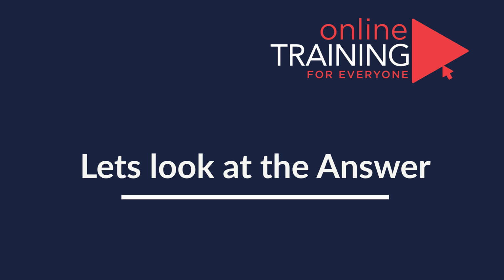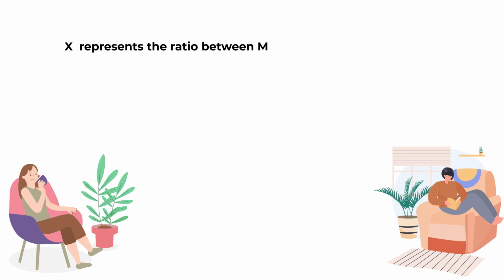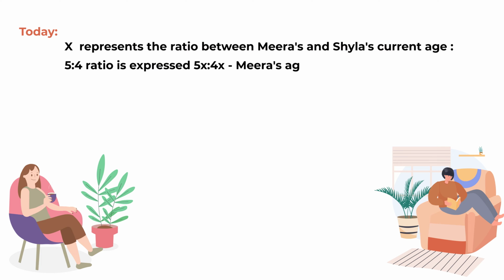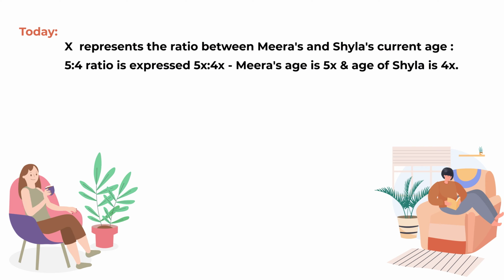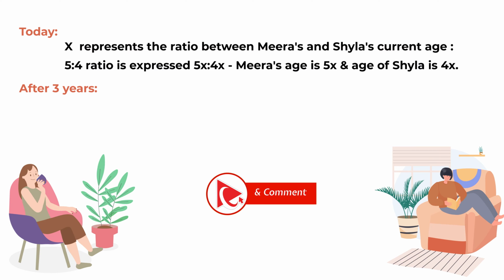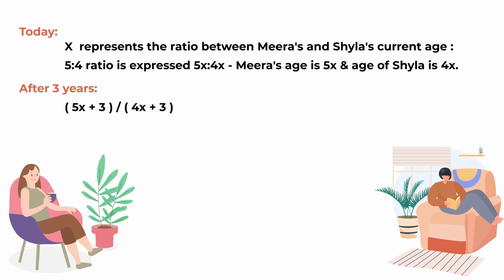To solve it, we need to define a variable x, which would be a ratio between Mira's and Shiloh's current age. If that's the case, then the current age of Mira will be 5x, and the current age of Shiloh will be 4x, which means that we can build an equation and calculate their ratio of ages after 3 years. In this equation, we will have (5x + 3) divided by (4x + 3), which would be equal to 11/9.